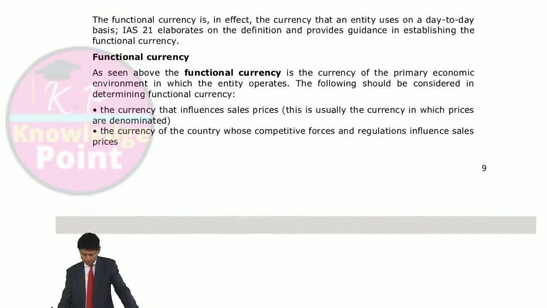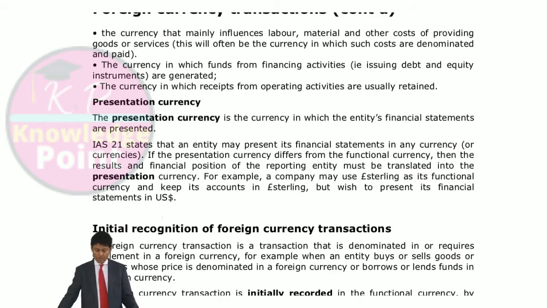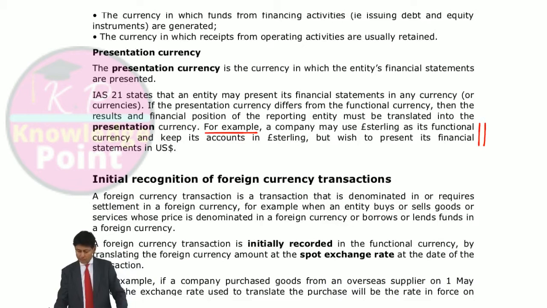A few more bits and pieces for you to remember on the next page. And then towards the end, the important point coming up. For example, a company may use pounds sterling as its functional currency because it's based in the UK, and keep its accounts in pounds sterling, but wish to present its financial statements in US dollars. Maybe its parent company is American. All right, so that's all it means.